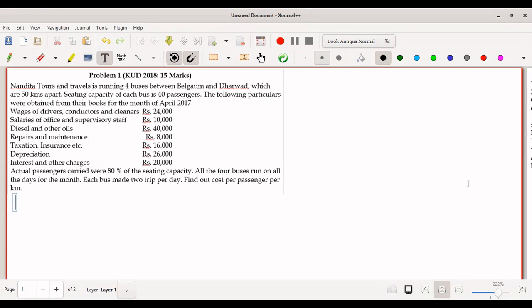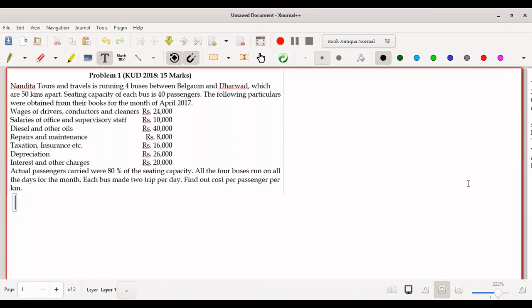Wages of drivers, conductors and cleaners rupees 24,000. Salaries of office and supervisory staff rupees 10,000. Diesel and other oils rupees 40,000. Repairs and maintenance rupees 8,000. Taxation, insurance, etc. rupees 16,000. Depreciation rupees 26,000, interest and other charges rupees 20,000.